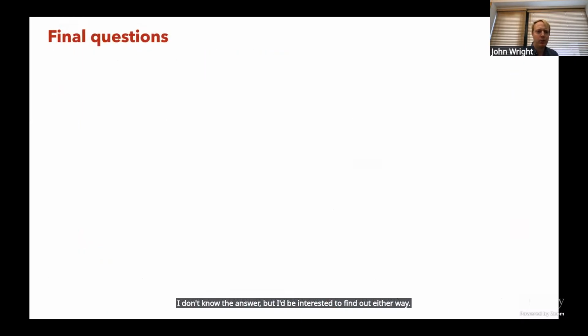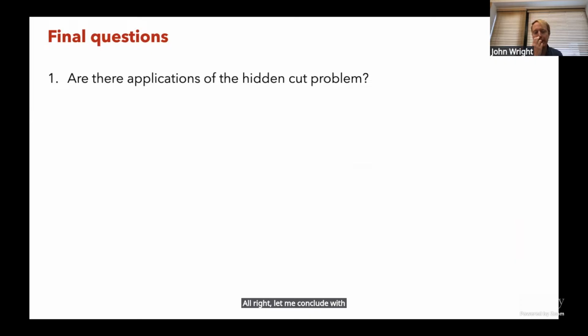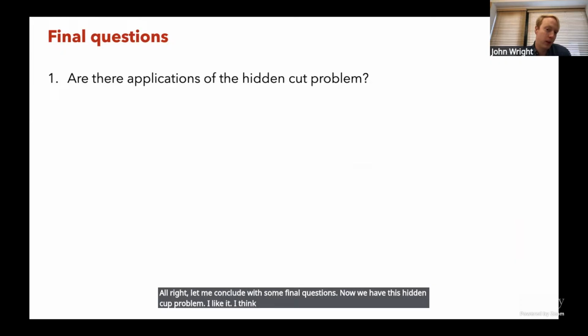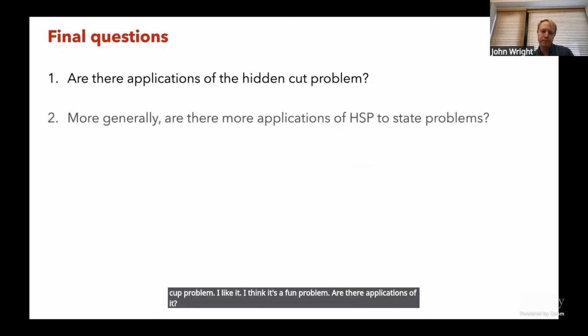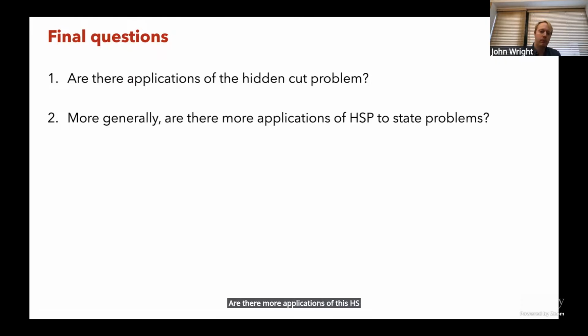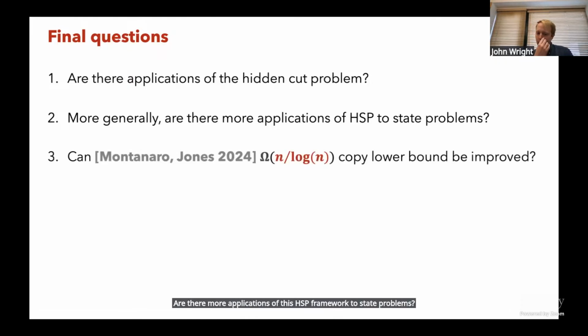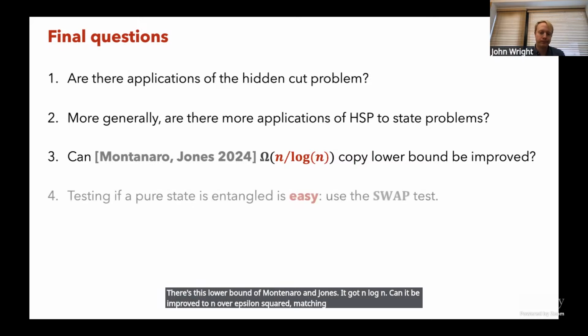All right, let me conclude with some final questions. Now we have this hidden cut problem. I like it. I think it's a fun problem. Are there applications of it? Is it useful in the real world? Are there more applications of this HSP framework to state problems? There's this lower bound of Montanaro and Jones. They got n log n. Can it be improved to n over epsilon squared, matching these upper bounds?